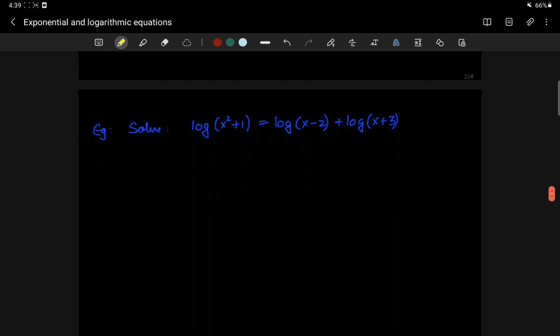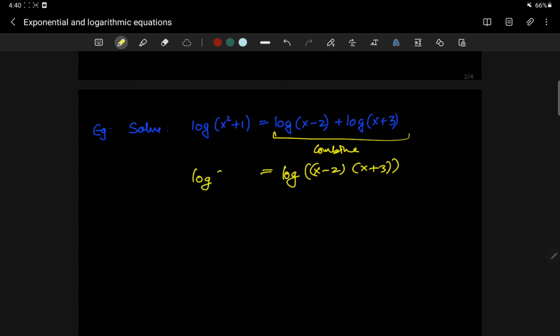Next one says solve log of x squared plus 1 equals log of x minus 2 plus log of x plus 3. So now we are moving on to equations involving logarithms. We did half of this already, the tools in order to solve this problem. For example, because these are two different logs being added, I can combine them. When I combine them, they become a product. So it's log of x minus 2 times x plus 3 equals log of x squared plus 1.